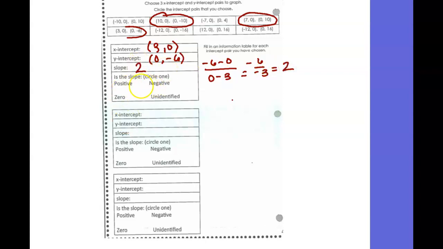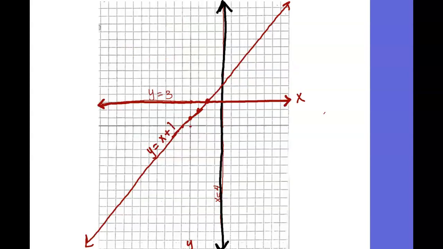That means the slope is going to be positive. So you're going to do that for the 3 that you picked, and then you're going to go over and graph it. So we're graphing 3, 0, and 0, negative 6. So 3, 0, here's our origin. 3, 0 would be right here, 1, 2, 3. And then 0, negative 6 would be here, 1, 2, 3, 4, 5, 6.